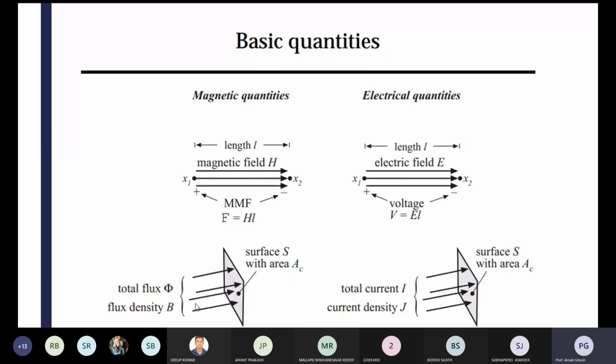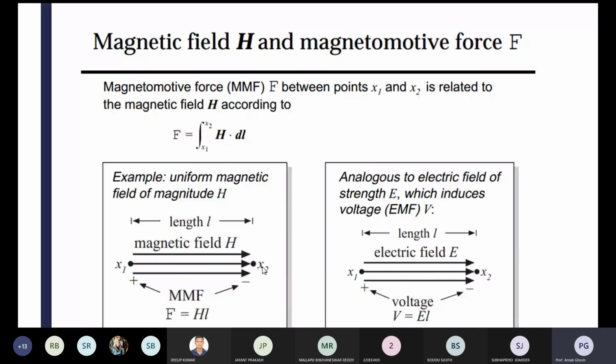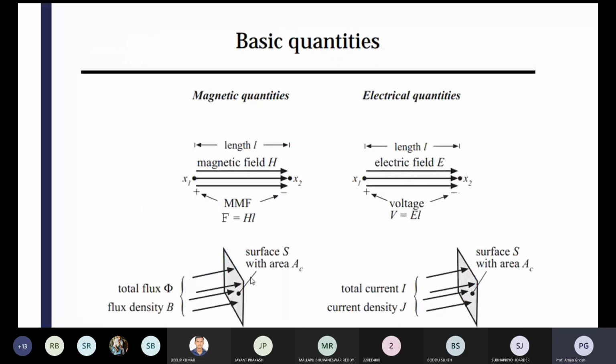Same thing for flux density. Here it is phi and B. Phi is the lines of force, B is the flux density. So B equals phi by A. If your surface is S and the area is AC, then B equals phi by AC. The same thing also happens in electrical quantities. Current is your main quantity, then current density. So J equals I by A. J is the current density.